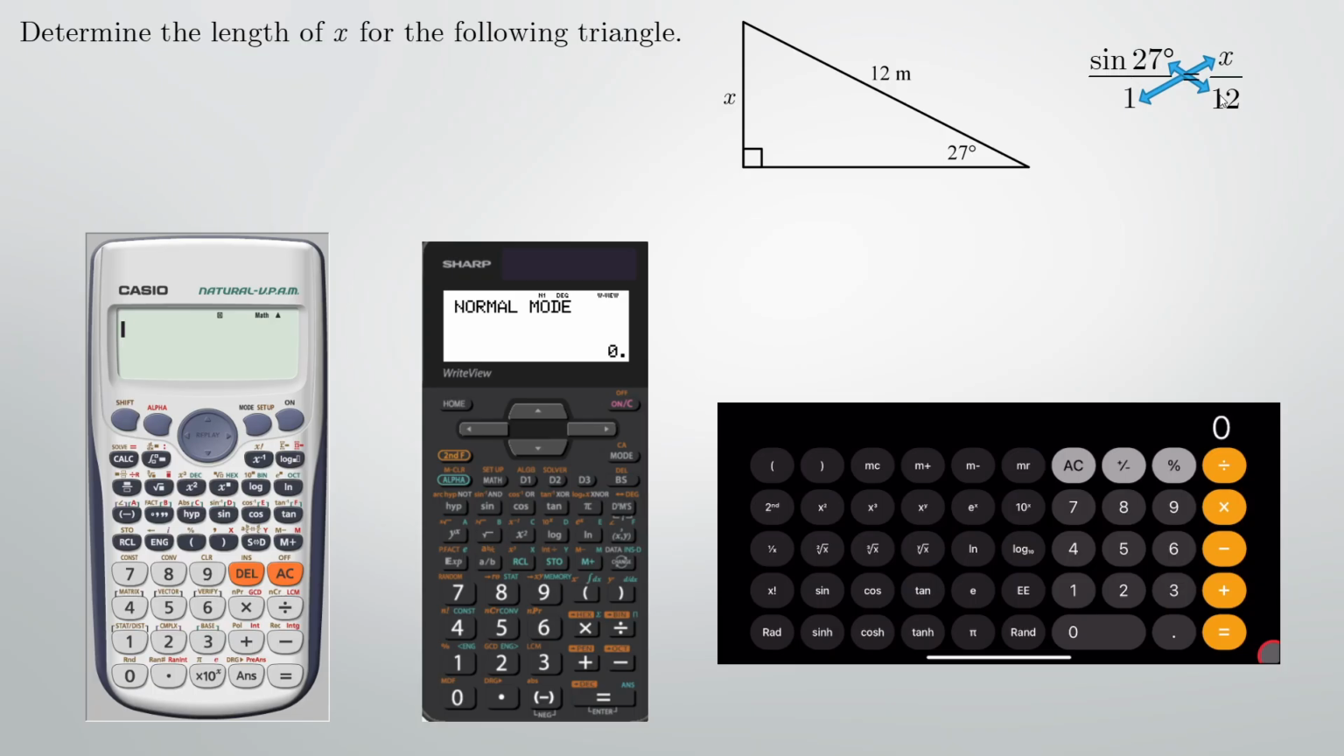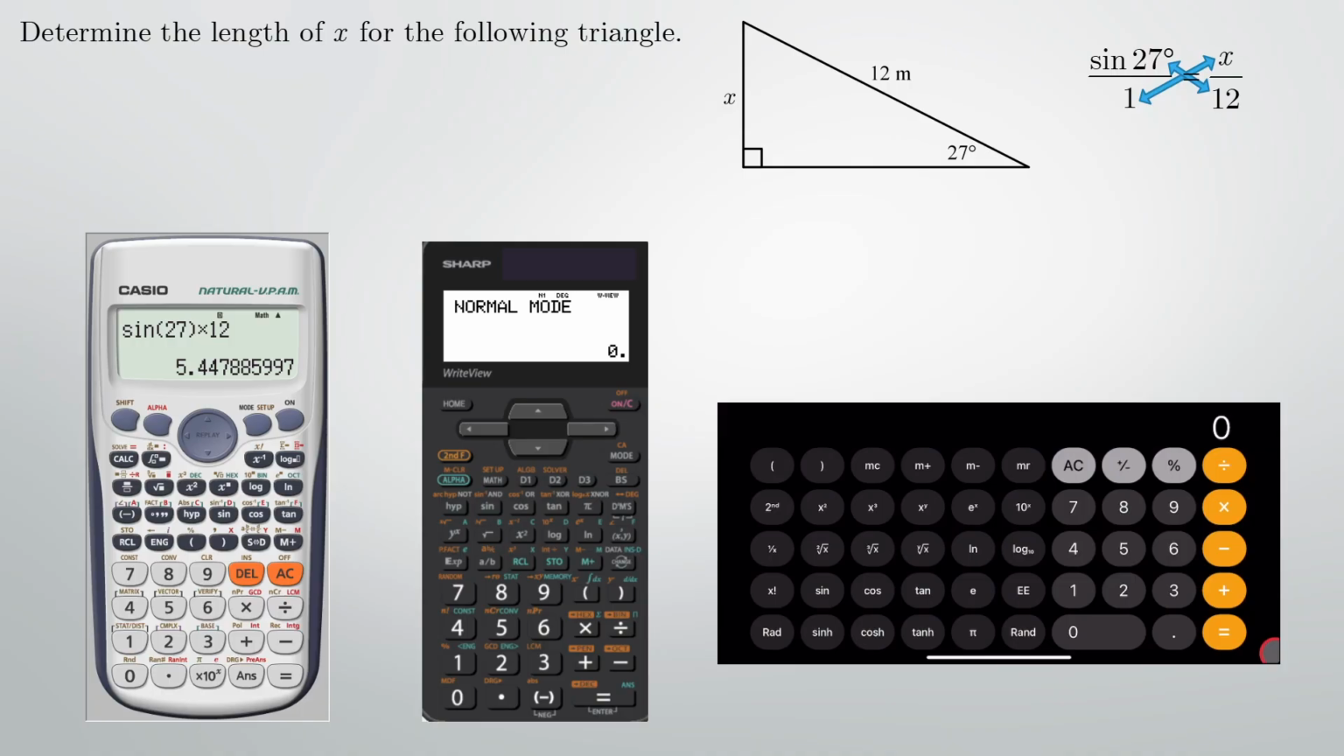And I'll first show that on the Casio calculator. So we can just type it in as we see it with that machine. We can say sine 27, so sine button, 27, and the bracket was opened automatically, so make sure you close that when you're done, and then hit multiplied by 12. And that gives us about 5.4.